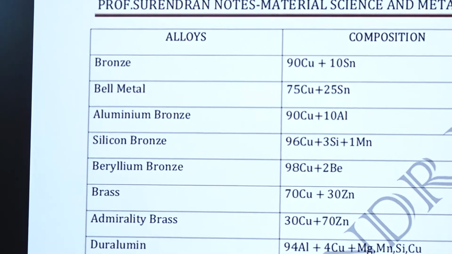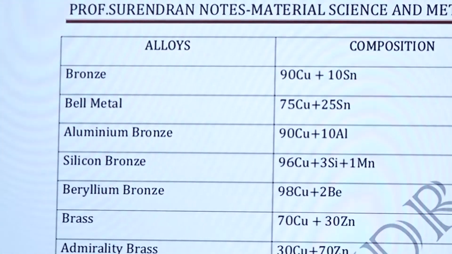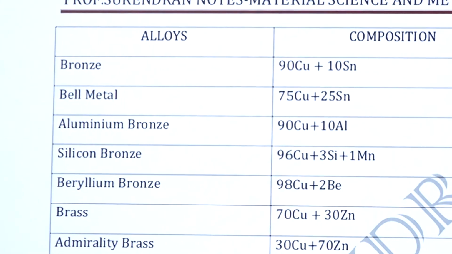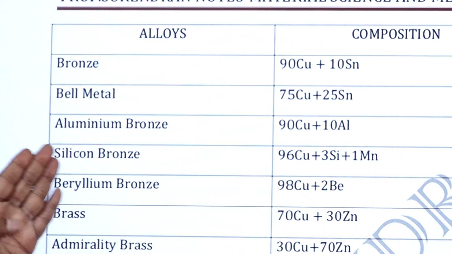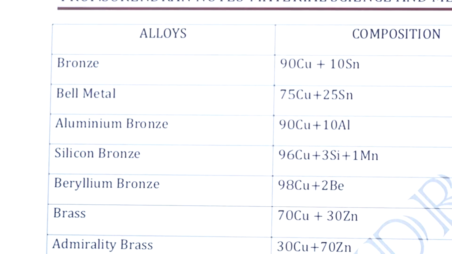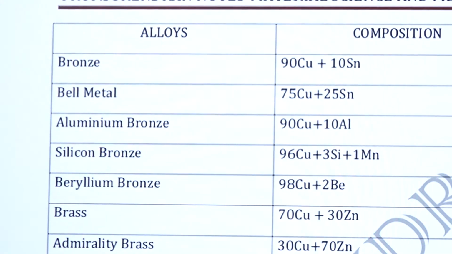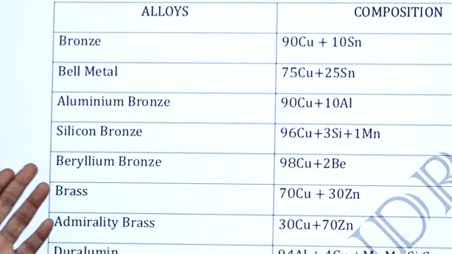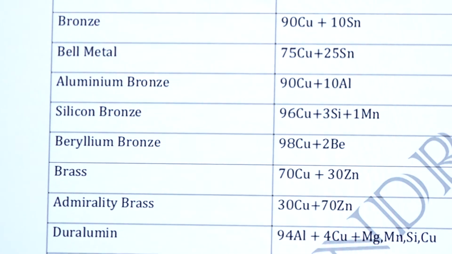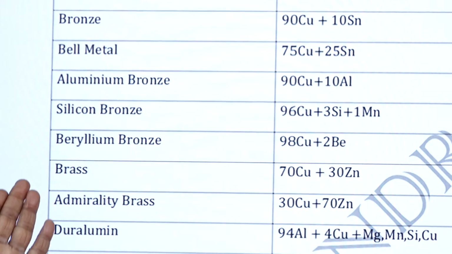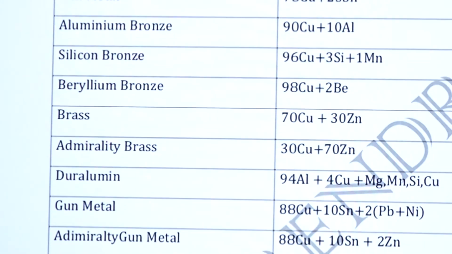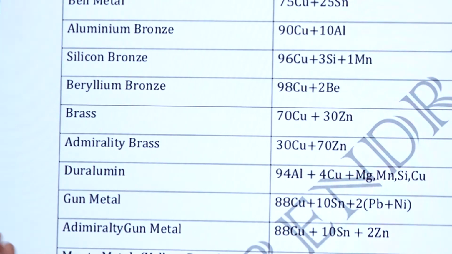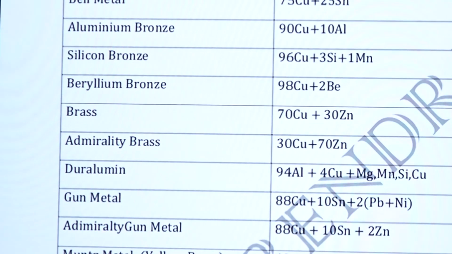So next we are going to see about the alloy compositions. The alloy compositions are: bronze, it is 90% copper and 10% tin. Bell metal has 75% copper, 25% tin. So when you compare bronze and bell metal, here the copper value is less. Aluminum brass, 90% copper and 10% aluminum. Silicon bronze has 96% of copper, 3% of silicon and 1% of manganese. Beryllium bronze has 98% of copper, 2% of beryllium.